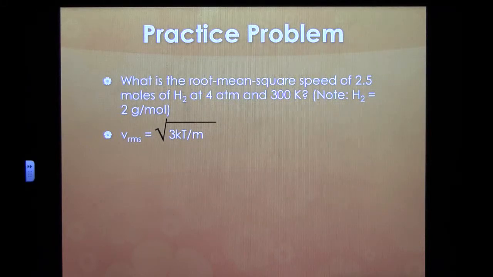Recall from our derivation, the root mean square speed equation is the square root of 3kT over m. But recall that m is the mass of a single molecule, so we can't just use the molar mass. It's the mass of a single molecule. So we have to find that.